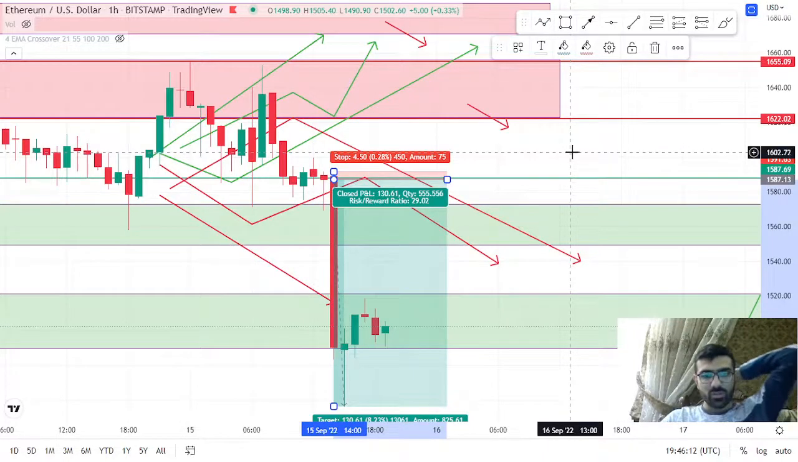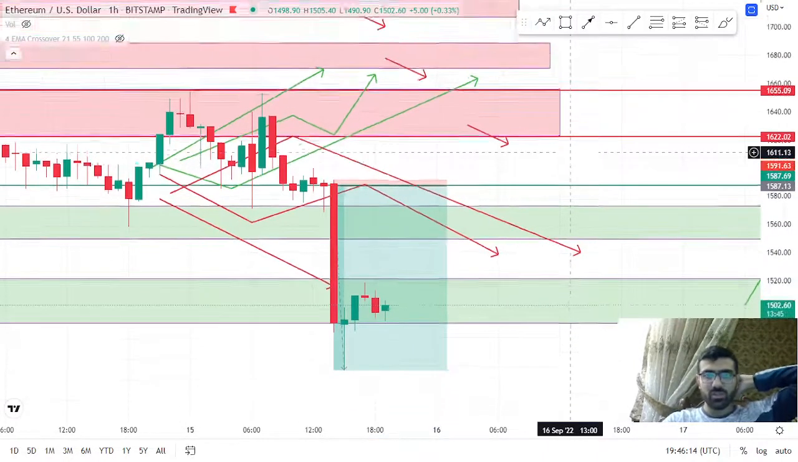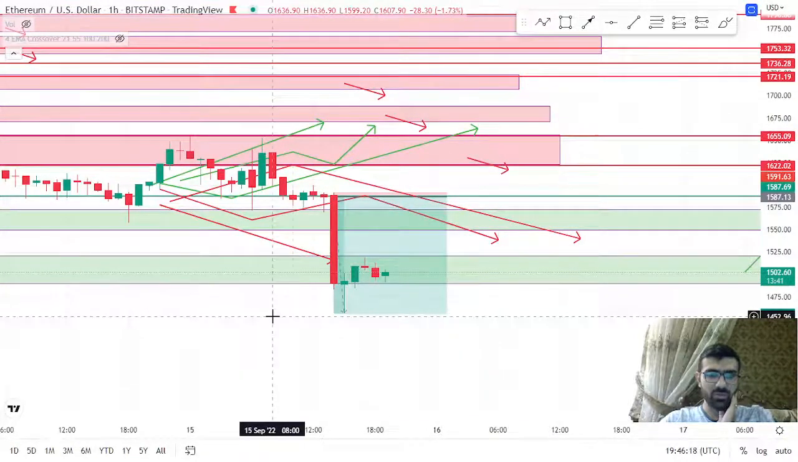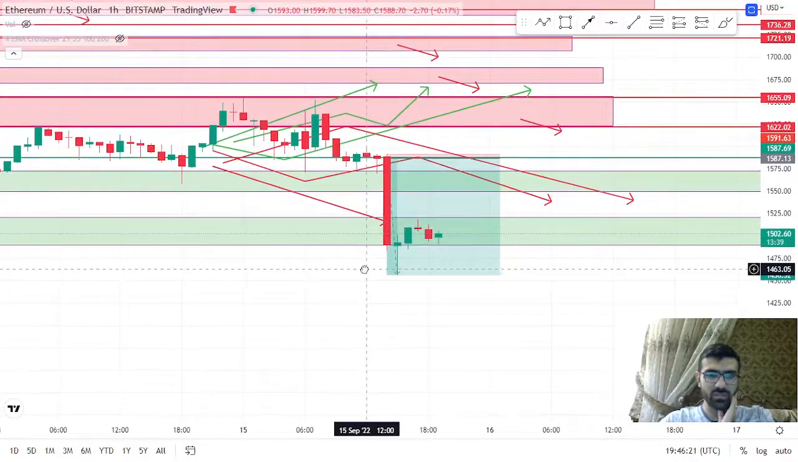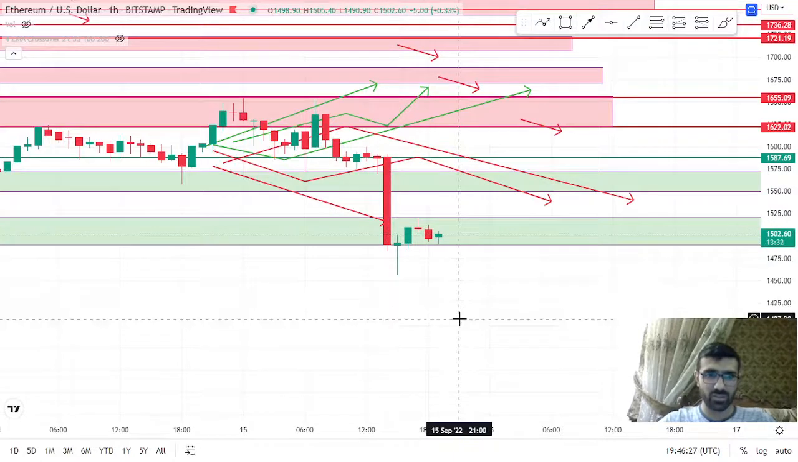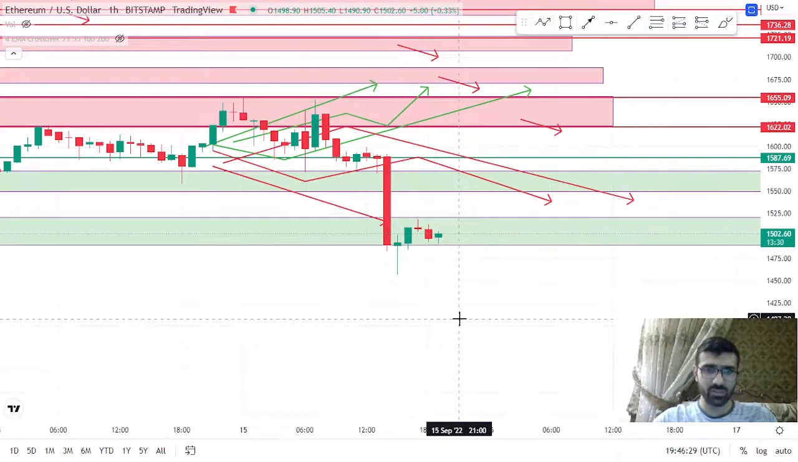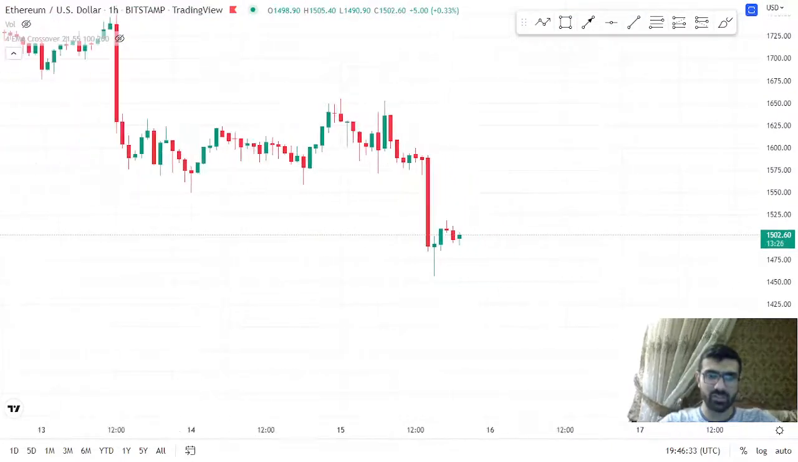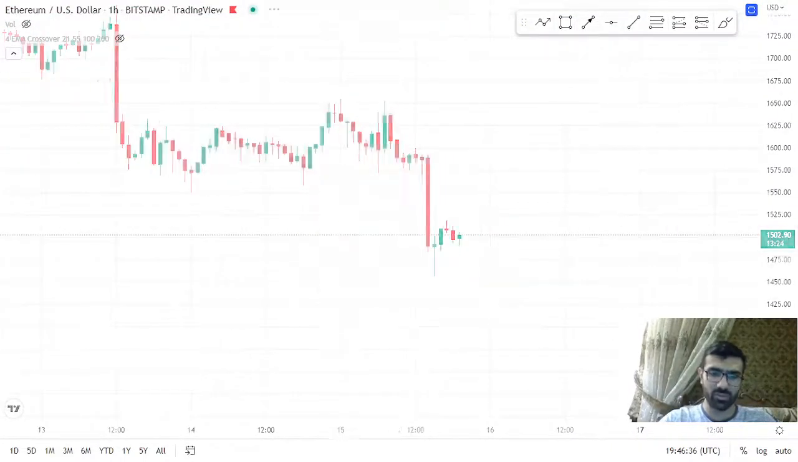So I think that Ethereum would have given you some good profits. So now let us discuss the fresh scenarios to buy and sell this pair. So let me remove the previous setups, and let me mark the fresh areas to buy and sell. Okay, so let me go to the 4-hour chart.